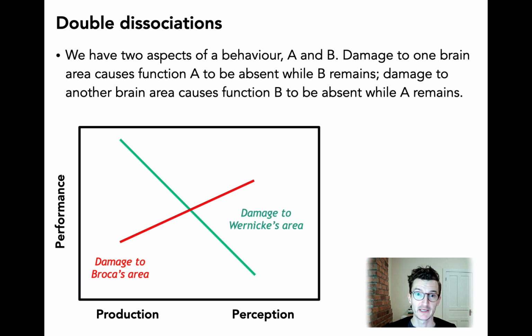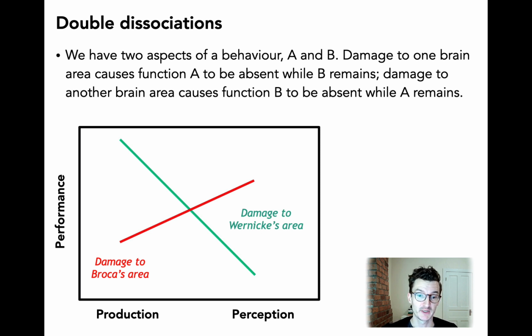And once in a while, we find a case where we have two related aspects of a behavior, let's say producing speech and perceiving speech, and we find that damage to one brain area causes a deficit in one of those aspects, let's say behavior A, and spares behavior B, while damage to another brain area causes a deficit in behavior B, but spares behavior A. So we see the opposite pattern of interference. And this is exactly what we see with Broca's patient and with Wernicke's patient.